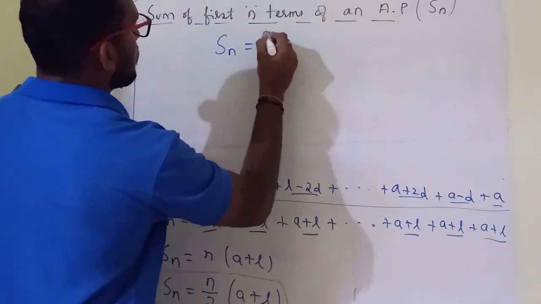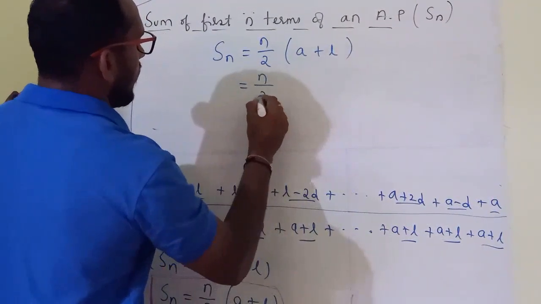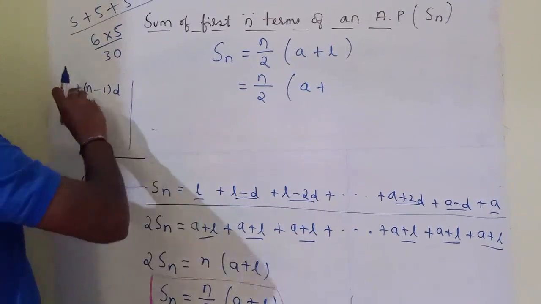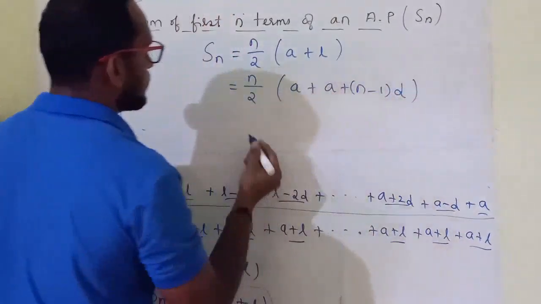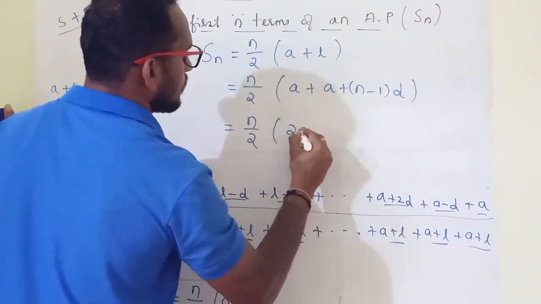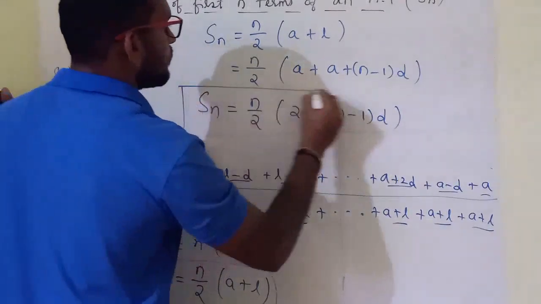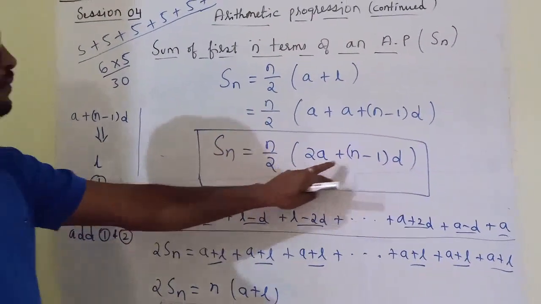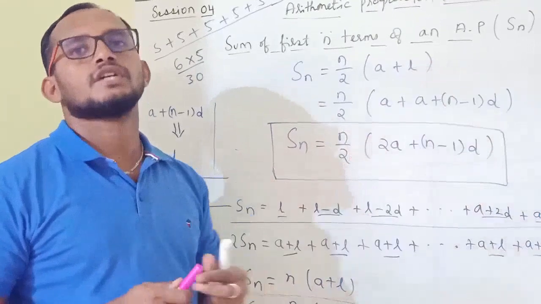Now Sn is equal to n by 2 times (a plus l). As you know, instead of l, what should I assume? Instead of l, I assume a plus (n minus 1) into d and put it back. Now simplify here. n by 2 times a plus a, that is 2a, plus (n minus 1) into d. It's the final derived formula for an AP. Therefore, Sn is equal to n by 2 times (2a plus (n minus 1) into d). It's the finalized formula to find the sum of the first n terms of an AP.